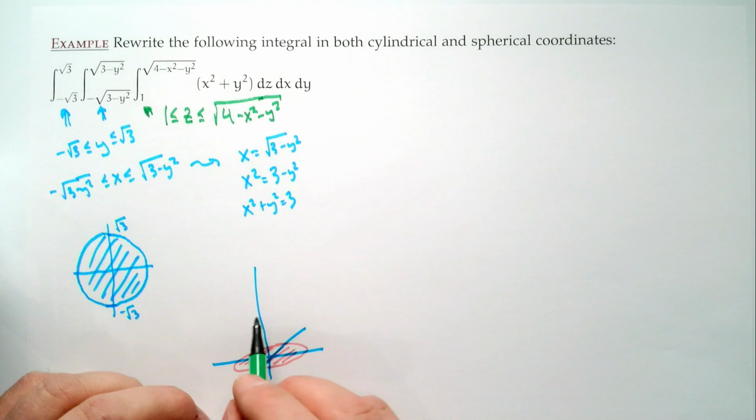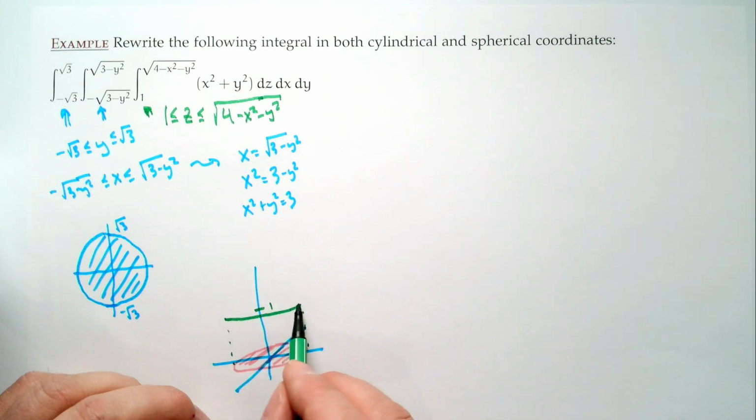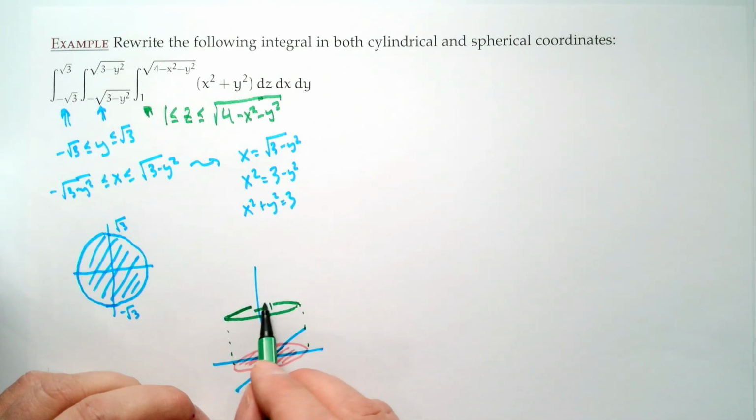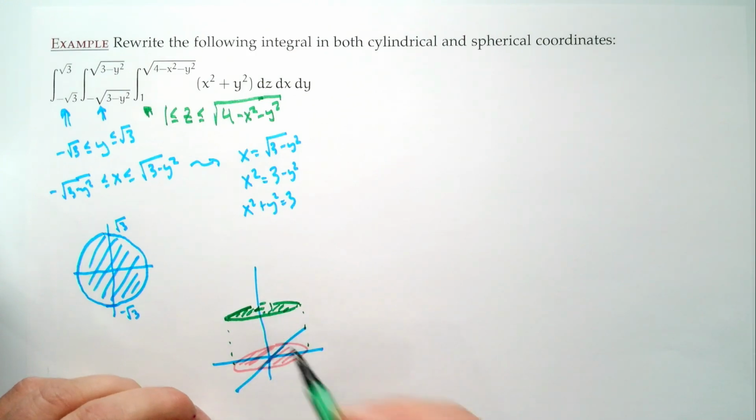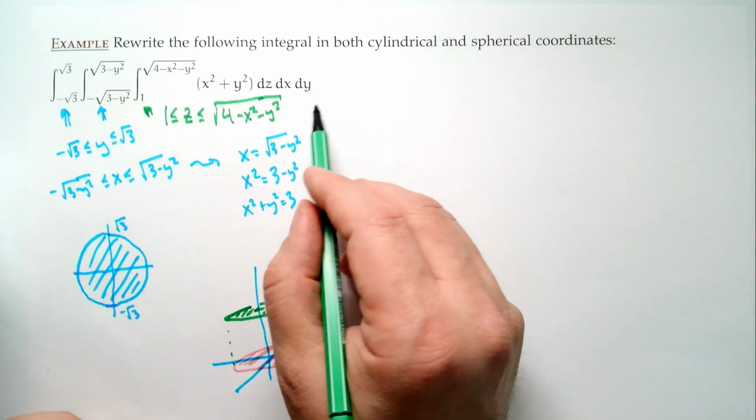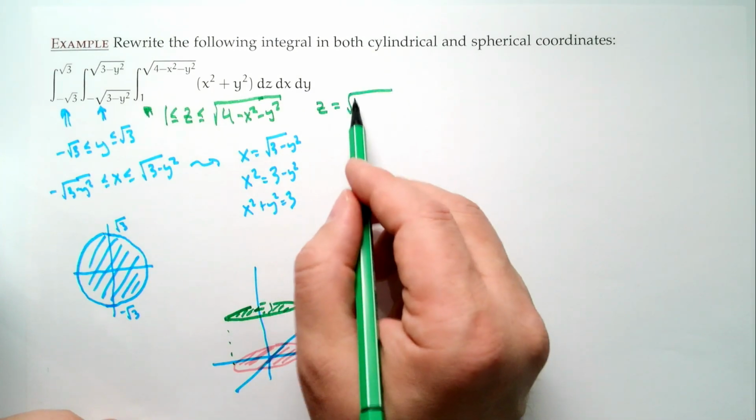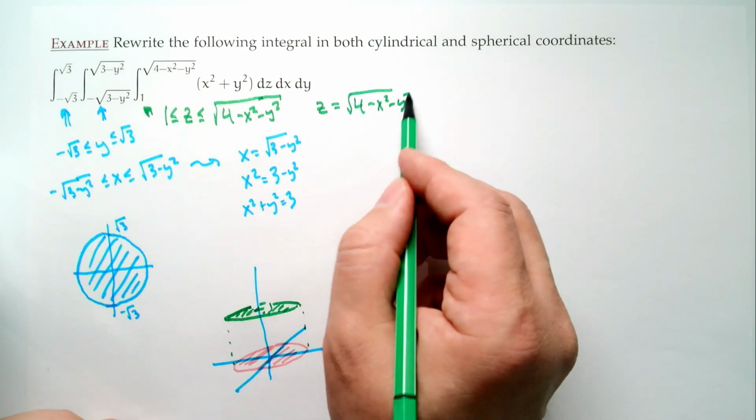Z equals 1. So say here's 1. So just going to go up 1. So on the bottom, I see a flat plane. Okay, so that's my bottom surface. Now let's talk about the top surface. Z equals the square root of 4 minus x squared minus y squared.